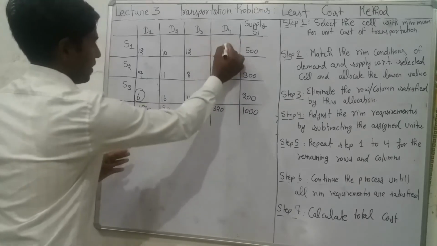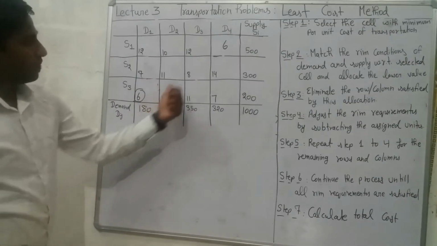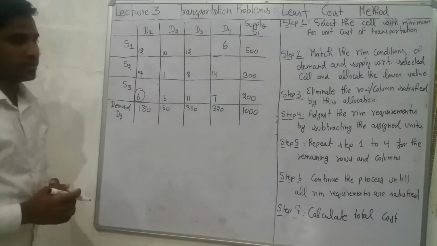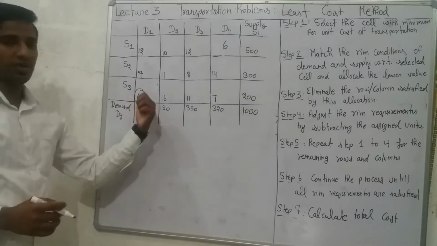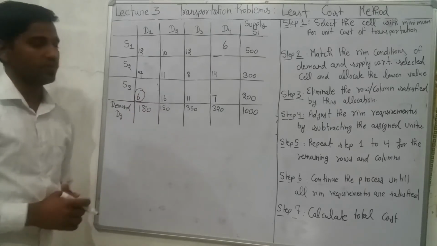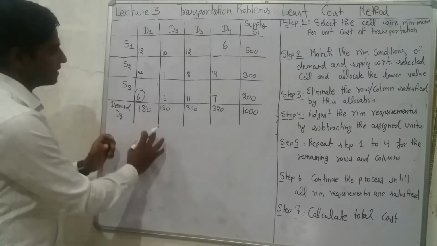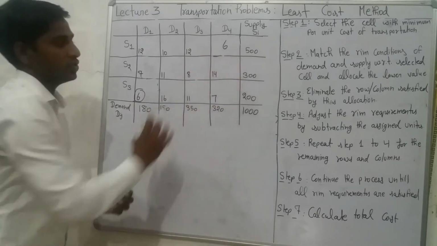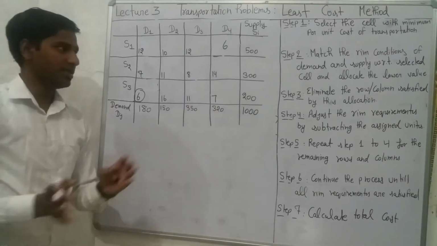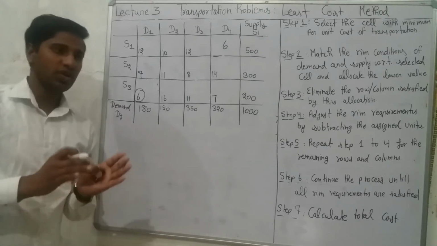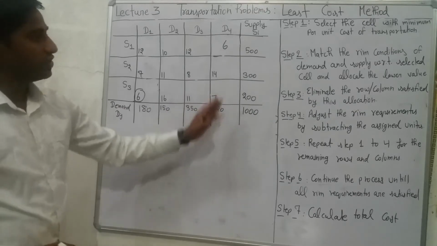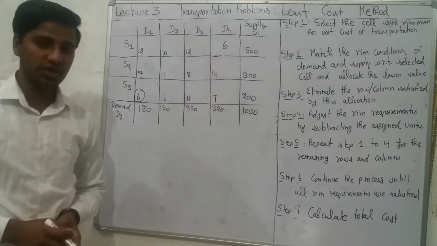Suppose the per unit cost of transportation is 6 rupees, and in this cell also the per unit cost of transportation is 6 rupees. So in this case, which cell we should select? Conceptually we can select either of them, but to get a better solution, we should select the cell in which we can assign the largest quantity.